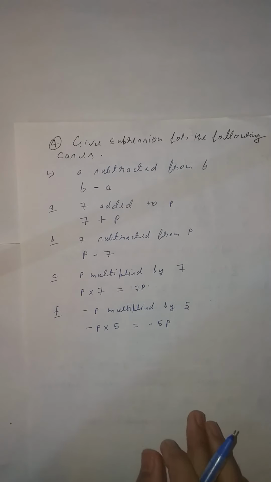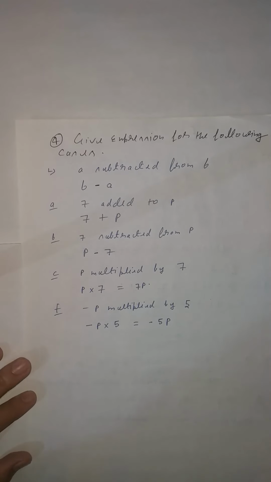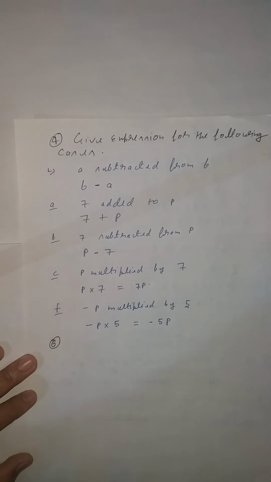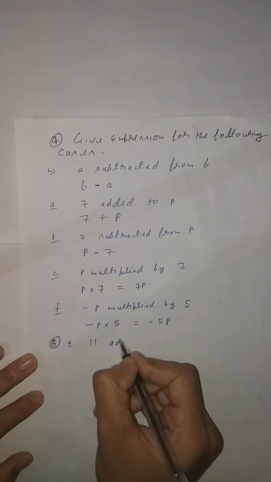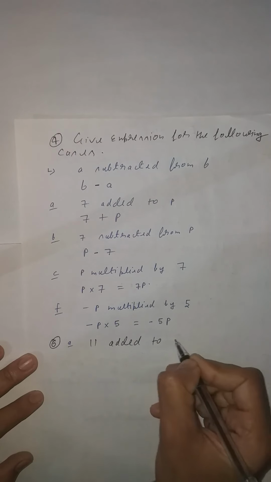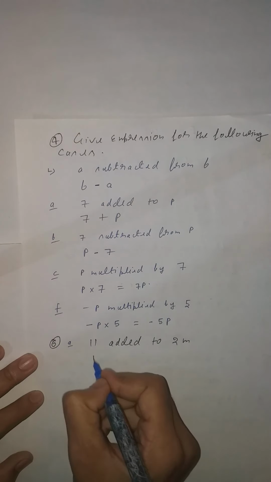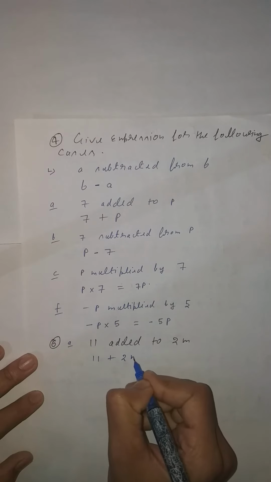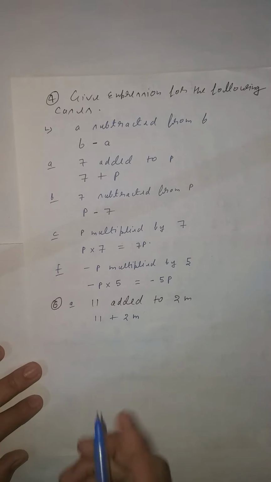So our next question is given, give the expression in the following cases. Next question is also same, student, but only some change. Like 6a, it is given 11 added to 2m. 11 added to 2m. Now you know that 11, write down 11 to 2m, plus 2m. Very simple. Clear student? Now next question, come on C.